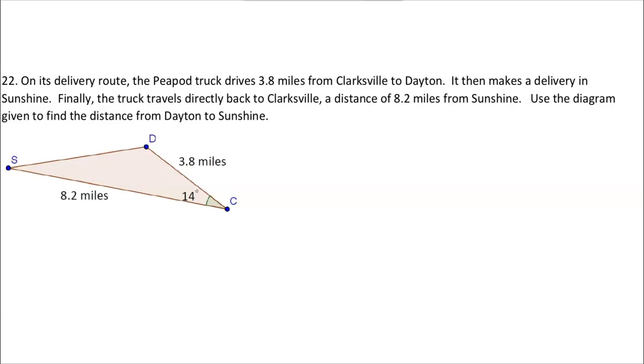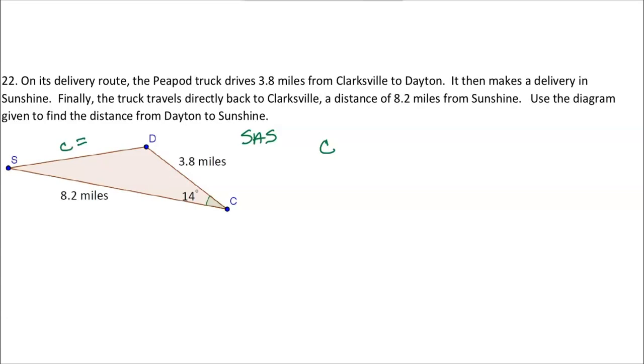Read this word problem. They give you the sketch already. Use the diagram to find the distance from Dayton to Sunshine. So you need to find little side c. Looking at this, what do you think? The setup is side, angle, side. I don't have a pairing. I have no choice but to use law of cosines.